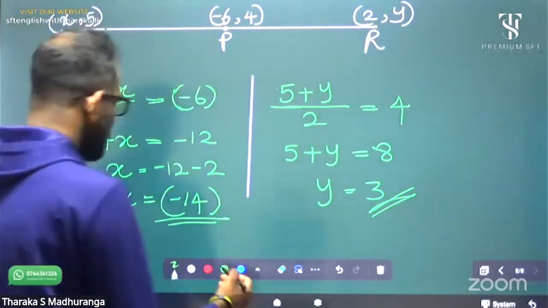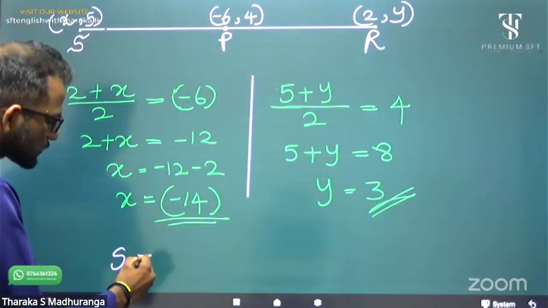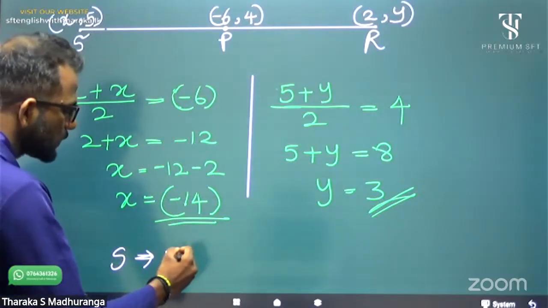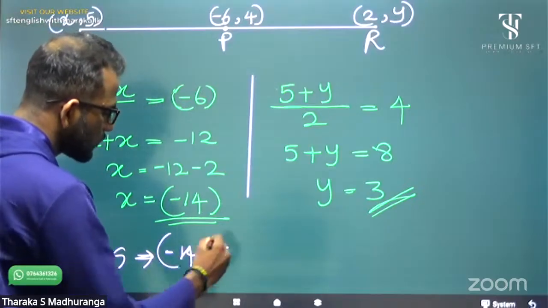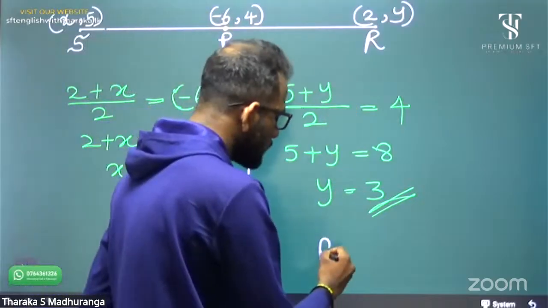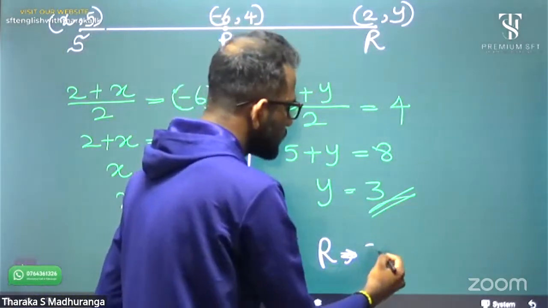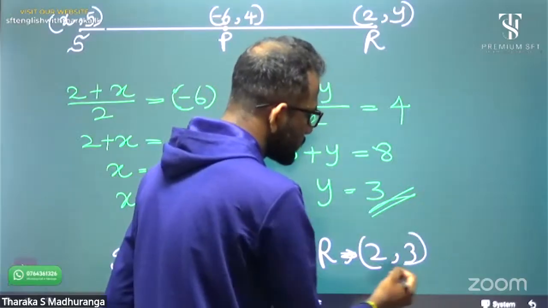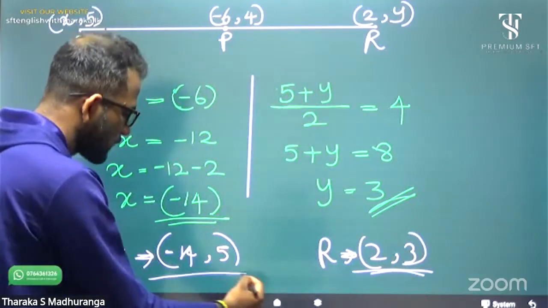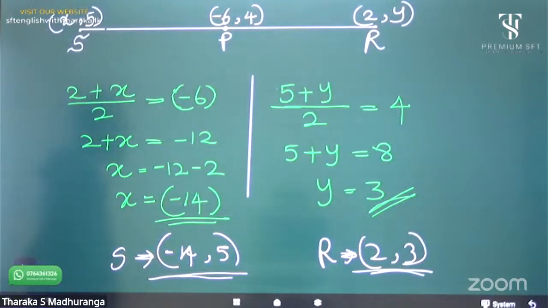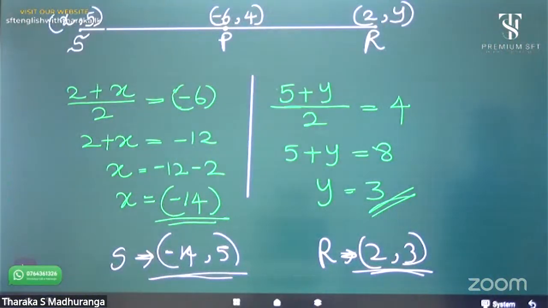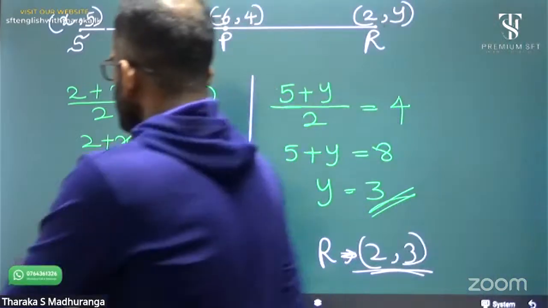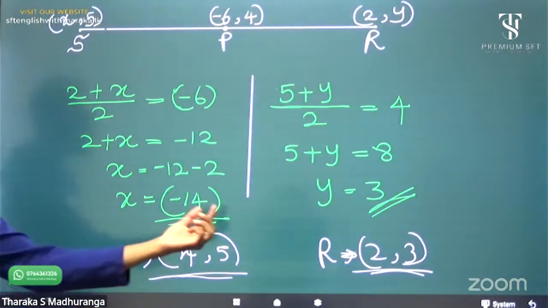Then what are the S point coordinates? Minus 14 comma 5, they are the S point coordinates. R point coordinates are 2 comma 3. That's the final answer: 2 comma 3, and minus 14 comma 5.